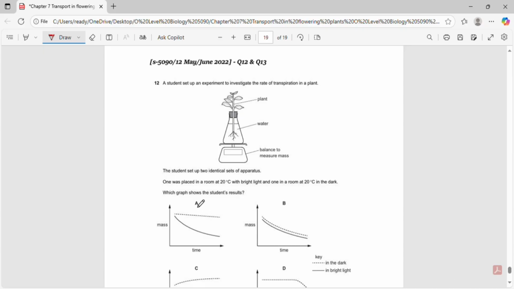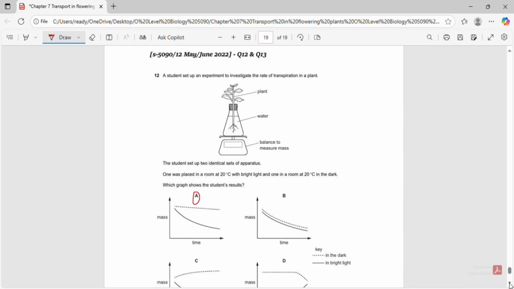Because both plants will lose mass over time because of transpiration, water evaporating from leaves. The plant in bright light will lose mass faster, because stomata open to allow photosynthesis means more transpiration. The plant in the dark will lose mass much more slowly, because stomata mostly close means very little transpiration.